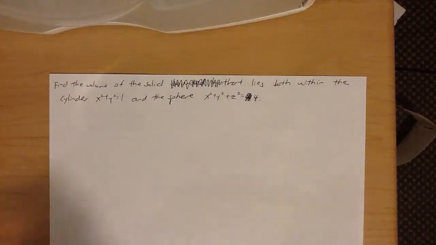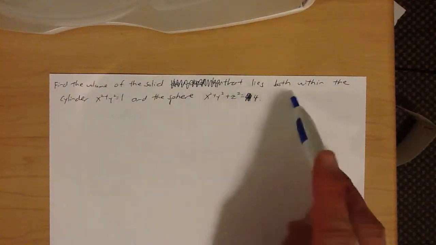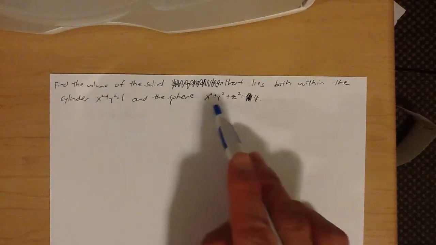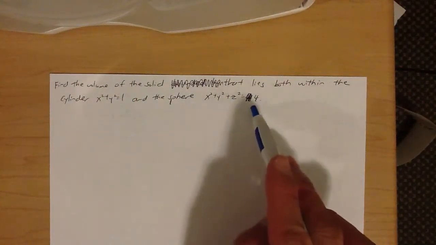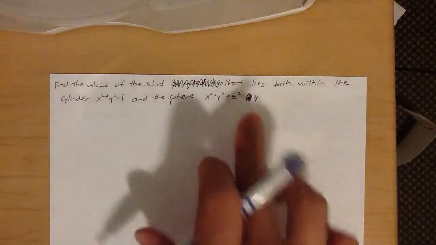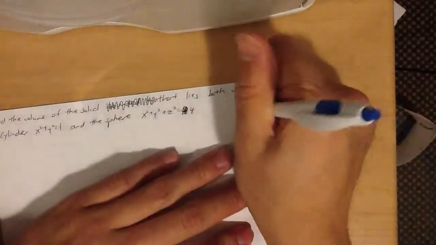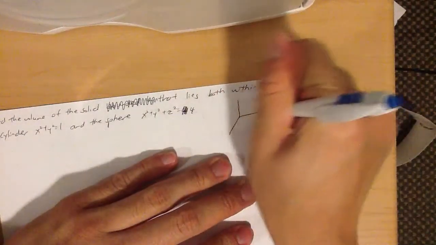For this problem, it says find the volume of the solid that lies both within the cylinder x squared plus y squared equals 1 and the sphere x squared plus y squared plus z squared equals 4. Okay, so sorry about that mess up there. But we should draw this region out, if it helps you.